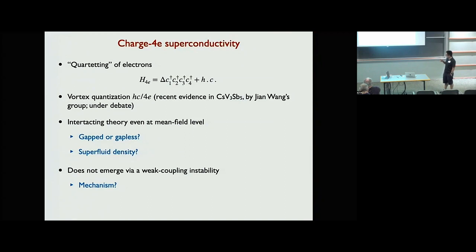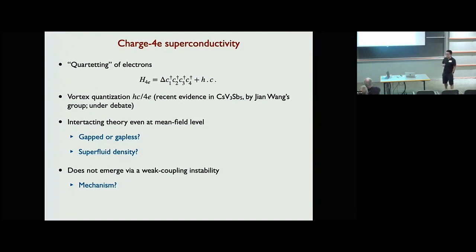And there is remarkably some really recent evidence in this Kagome metal. However, I understand up to this day there's still some debate on it. And even if hc over 4e is confirmed, there are still other interpretations of the nature of the pairing state.